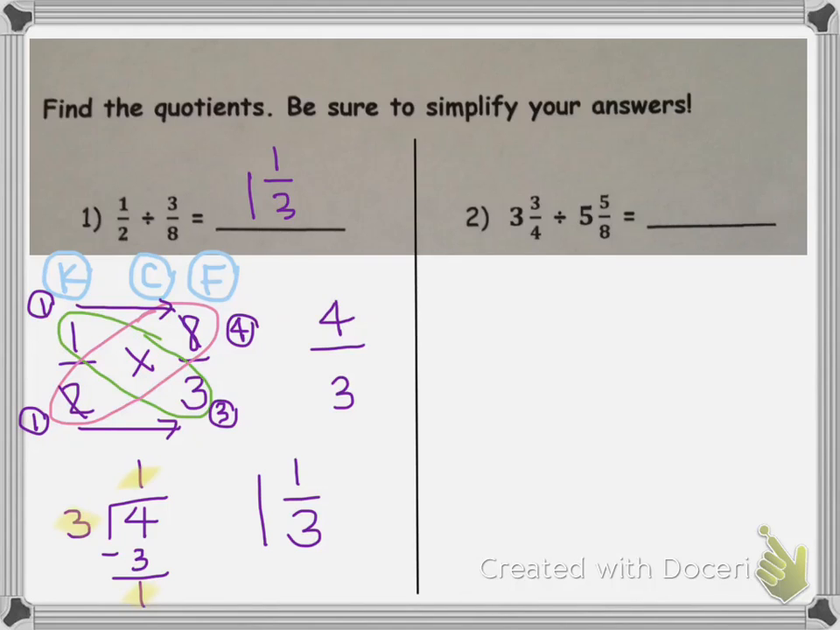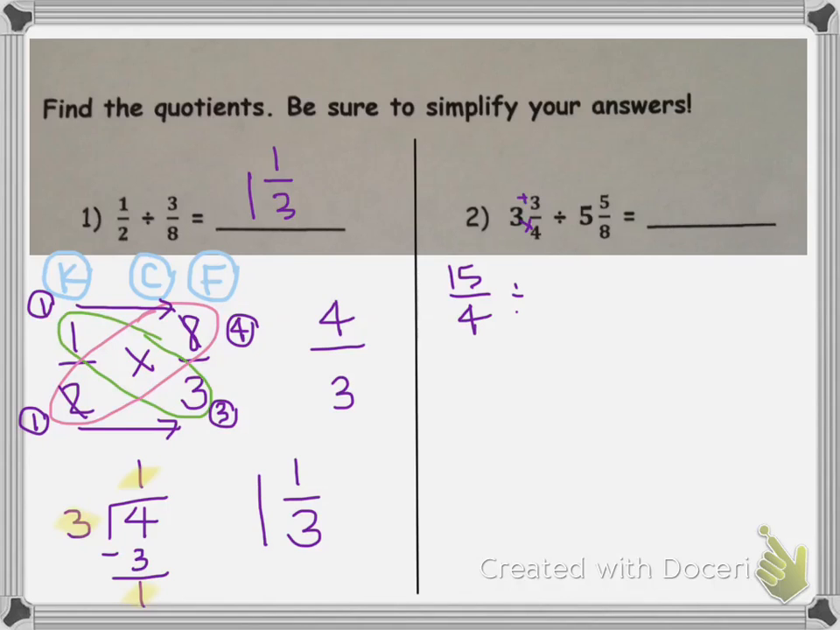Let's go ahead and try problem number 2. I have 2 mixed numbers here, so that means my first step is to change those mixed numbers to improper fractions. To do that, I multiply the denominator by the whole, so 4 times 3, and then I add the numerator. 4 times 3 is 12, and then we have 12 plus 3 is 15, and I'm going to keep the same denominator. So 15/4 divided by 5 and 5/8.